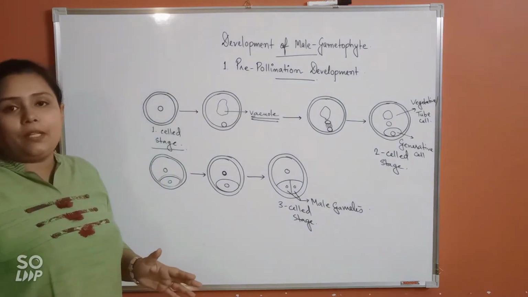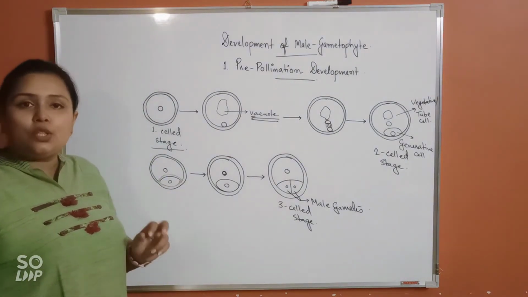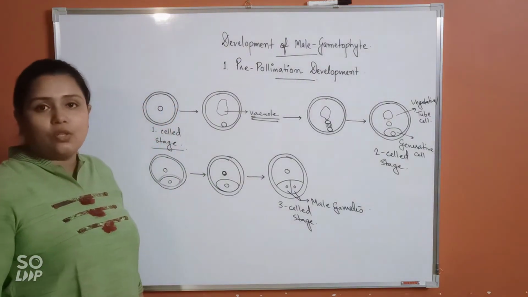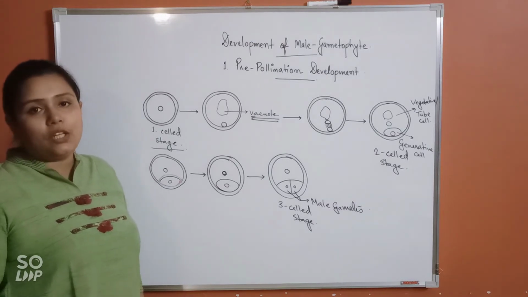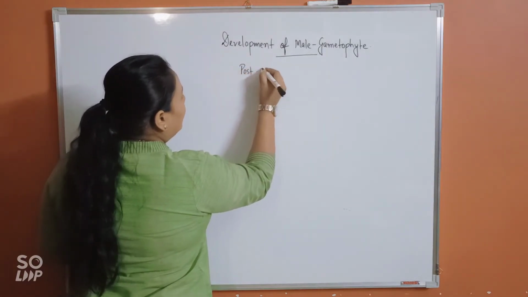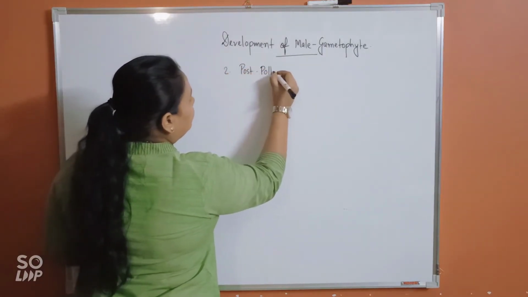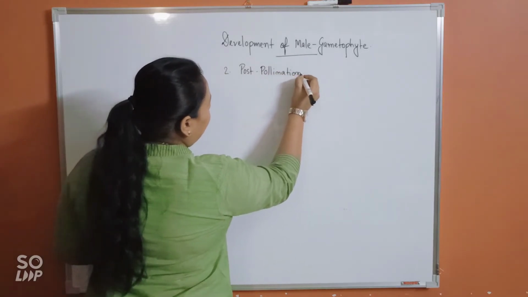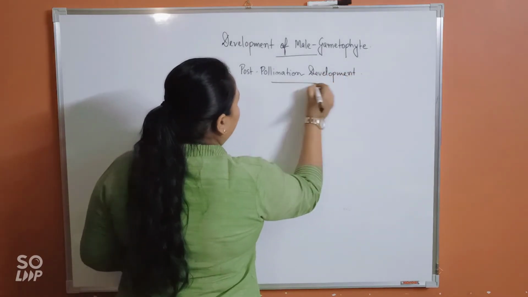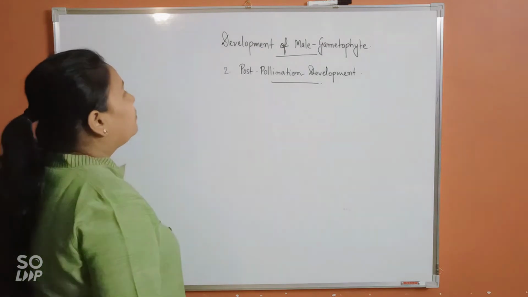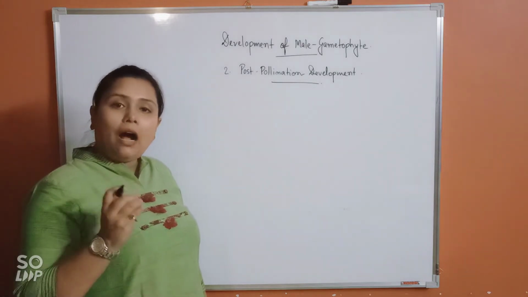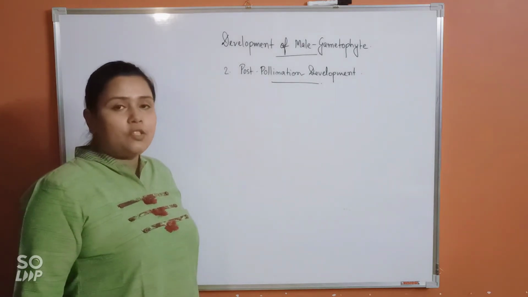So in 60 to 70% of all angiosperms, the pollen will be released in the two-cell stage, but in the rest of the 30%, it will be released in the three-cell stage. Alright. So this is what is pre-pollination development. Now, post-pollination development itself means what would happen to the pollen grains after they have been released from the anther. So let's see what would happen.